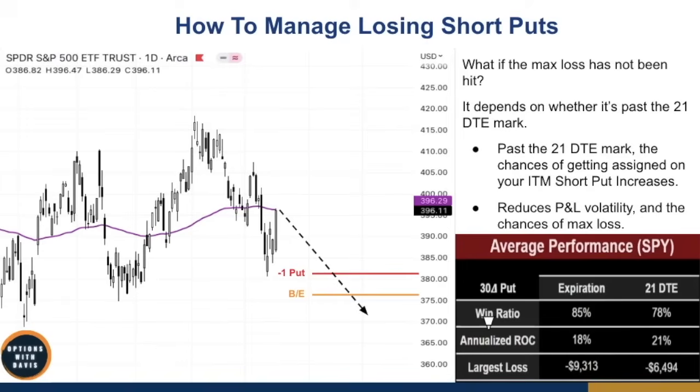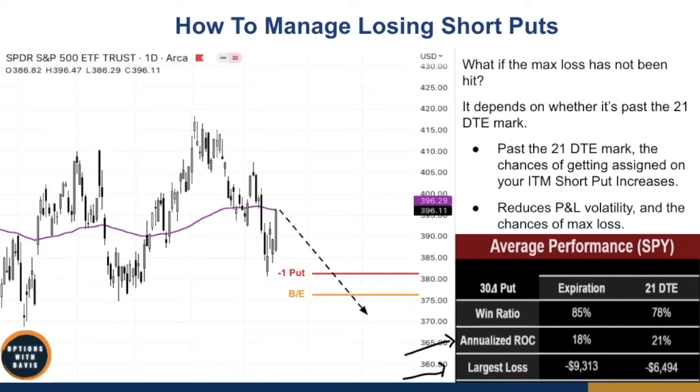So you can also see that in terms of average performance, when you manage at 21 days to expiration, it's actually much better. Although the win ratio is slightly lower than if you hold to expiration, your return, as you can see, is actually higher. The reason is because you control this number, which is the largest loss, because a big loss like this can really take out a lot of the winners which you have. So when you manage it at 21 days to expiration, you eliminate the big losses that come with holding all the way to expiration.